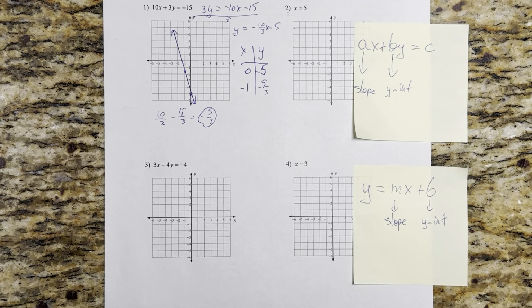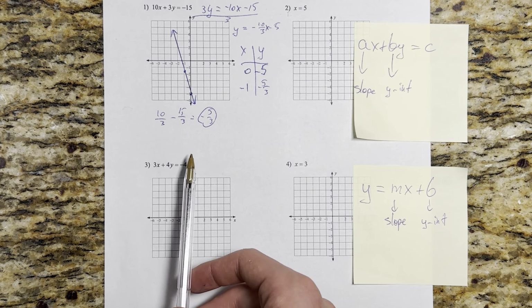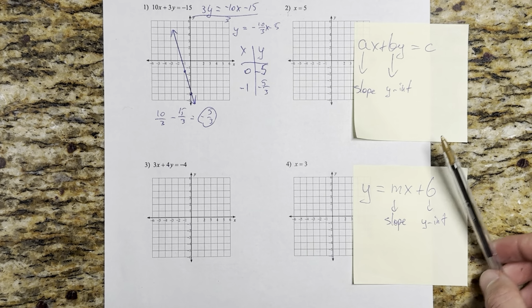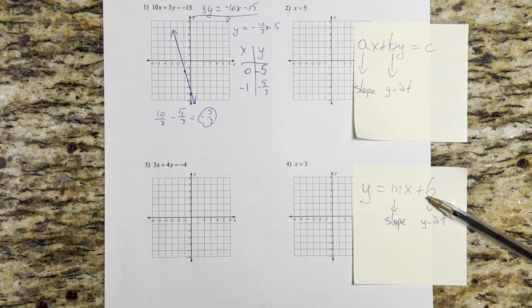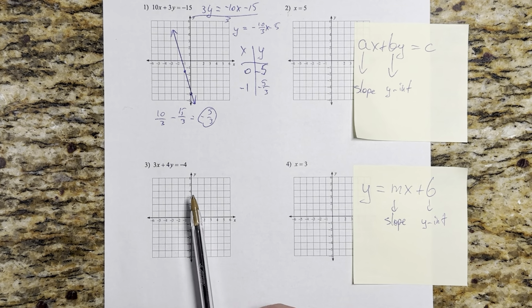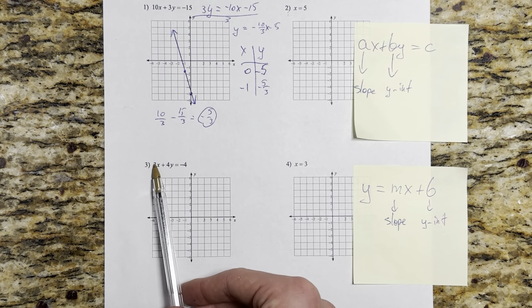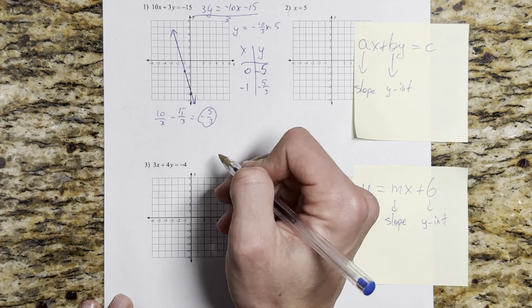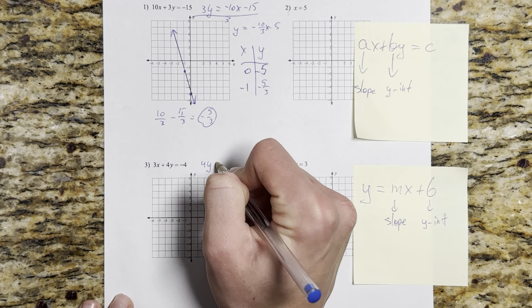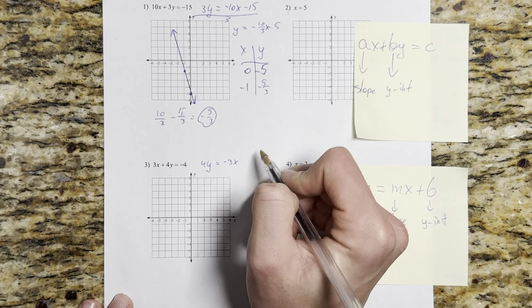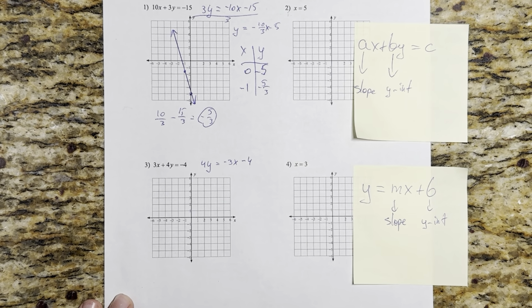Alright, let's try this one right here. Again, we're given an equation in standard form, and we have to get from this form to this form. How do we do that? We have to leave the y variable by itself. So first we have to move this x to the other side. We'll get 4y equals negative 3x minus 4. And again we have to divide everything by 4.